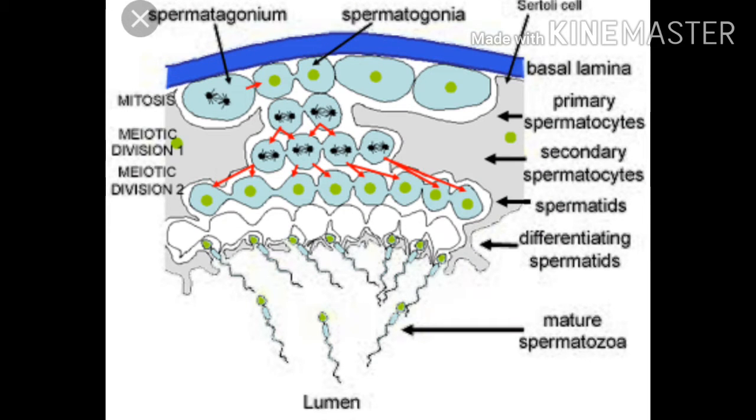Now I am explaining metamorphosis of spermatid. Spermiogenesis is the term used to describe the conversion of spermatid to spermatozoa. This process takes place within the cytoplasm of Sertoli cell and does not involve any cell division.